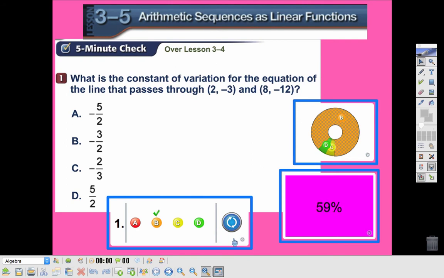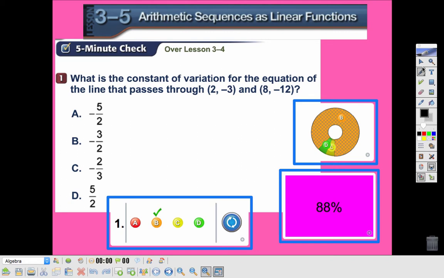All right, so we should have gotten B. What do we mean by constant of variation, really? Slope. So it's just finding the slope again. And who can remind me how I find slope? Alex? So you have to do the x minus the y. No, like the -3 minus the 12. So y minus y over x minus x.